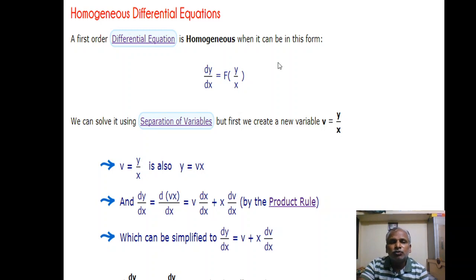Thus we have seen two methods here. One is the variable separable method and the other is the homogeneous differential equation of first order and first degree. These are the two types of differential equation. The homogeneous equation is solved by using the substitution v equals y by x.